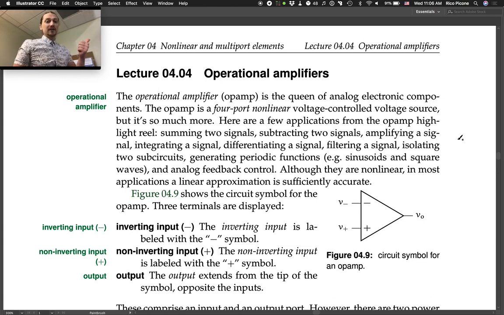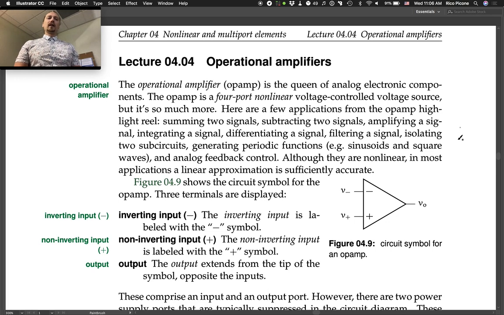Summing two signals, subtracting two signals, amplifying a signal, integrating a signal, differentiating a signal, filtering a signal, isolating two subcircuits, generating periodic functions, for example, sinusoids and square waves, and analog feedback control. Although they are nonlinear, in most applications, a linear approximation is sufficiently accurate.